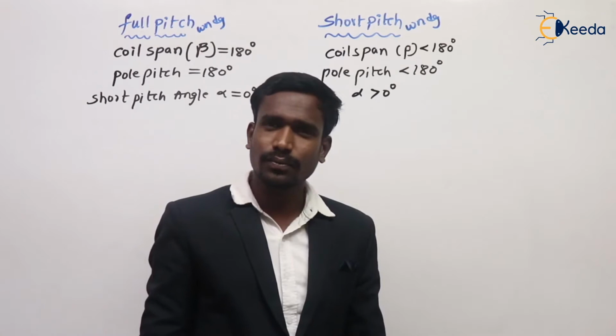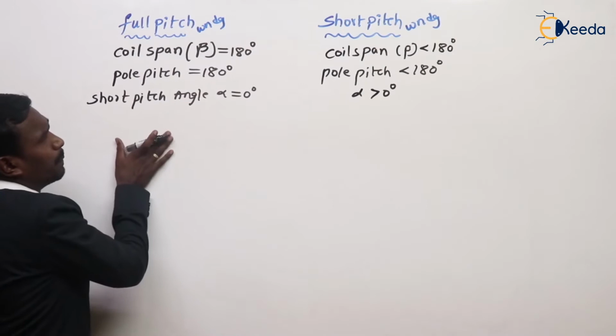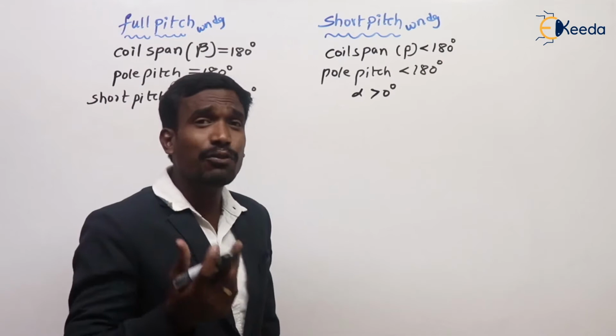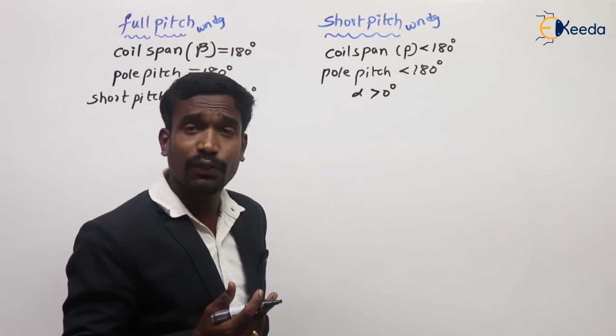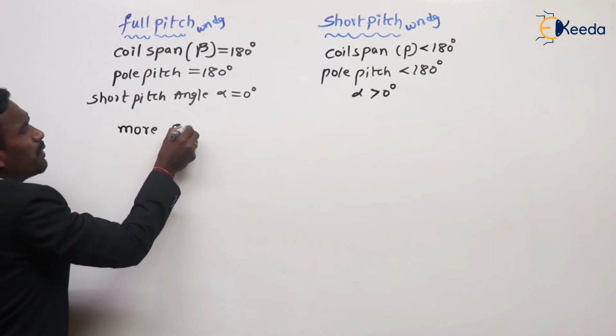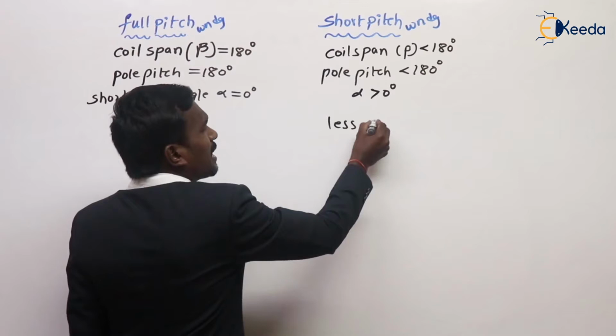Then, in general, we have a full pitch winding and a short pitch winding. We already have full pitch winding, so why are we preferring short pitch winding here? Can you tell me why we prefer the short pitch winding over the full pitch winding? In full pitch winding, more EMF will develop because more number of slots are there. Here, there is less EMF because of fewer slots in short pitching.